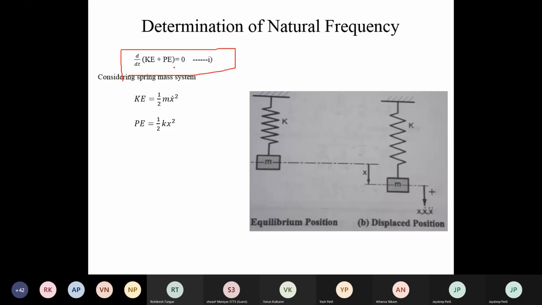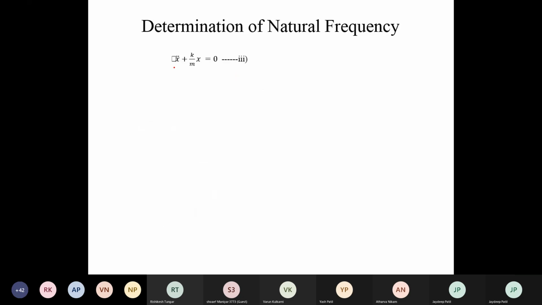Put these two equations in equation number 1 and differentiate it. You will get 1/2 m times 2 x dot x double dot plus 1/2 k times 2 x x dot. Again 2 gets cancelled and x dot gets cancelled. You will get m x double dot plus kx, or you can take x dot common. You will get equation number 2: m x double dot plus kx is equal to 0. Simplifying again, you get x double dot plus k by m x is equal to 0.